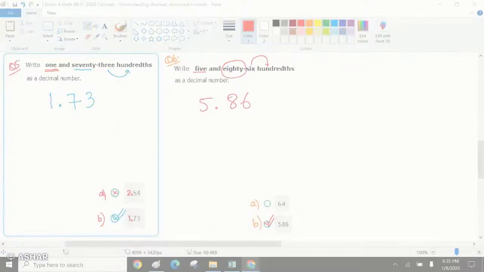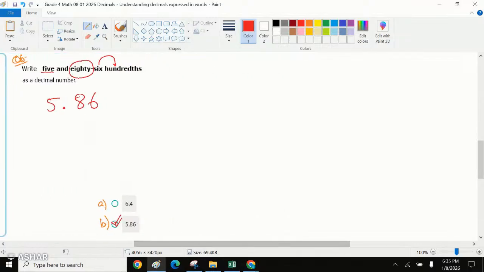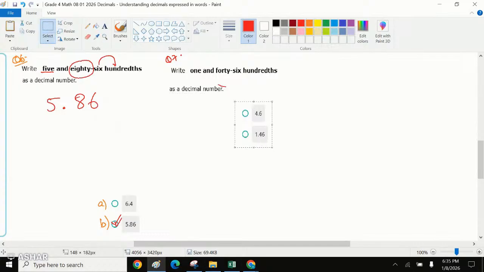It says, write 1 and 46 hundredths as a decimal number. See, sometimes it's very easy just by reading the questions, okay? So let's read this and let's not try to solve it first, right? Let's just read the question and see what possibilities we have. See, we have 2 possibilities over here, right? 4.6 and 1.46. This was option A, this is option B. All we need to do is look at this 1.